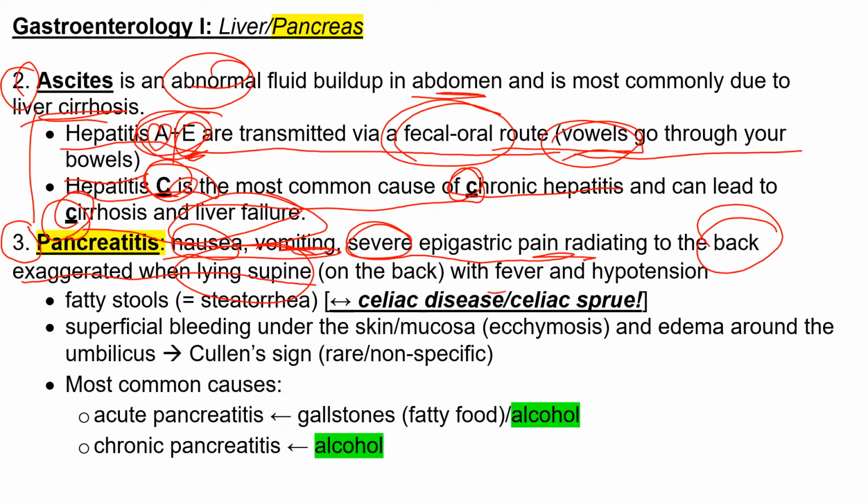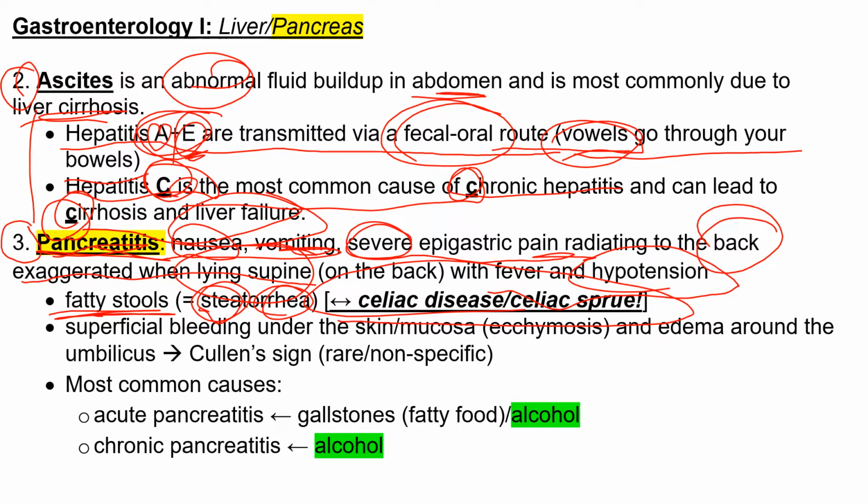And so fever and hypotension are just additional problems that you're going to have, especially if the patient is not doing well. Pancreas is responsible for fat digestion. When pancreatitis is a diagnosis, fatty stools are commonly seen. If you want to sound real educated, you want to say steatorrhea, steato, fat, rhea, just like diarrhea. Menorrhea, monthly flow, okay? So celiac disease or celiac sprue is another cause of fatty stools.